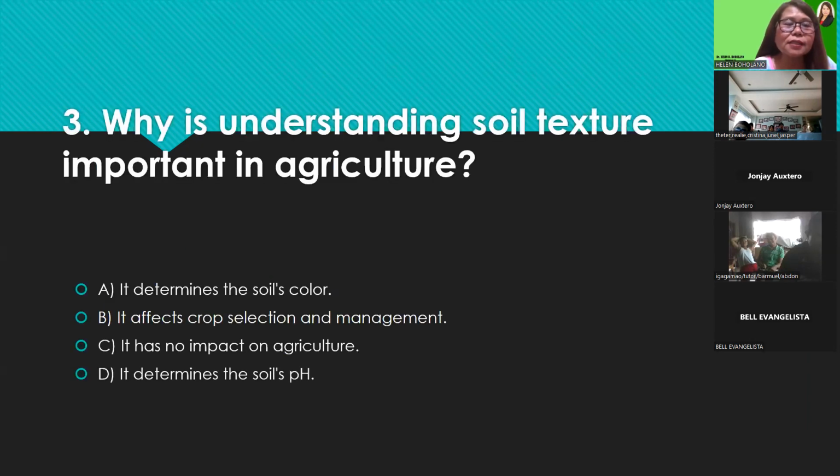So why is understanding soil texture important in agriculture? A. Determines the soil color. B. Affects crop selection and management. C. It has no impact. D. Determines the soil pH.